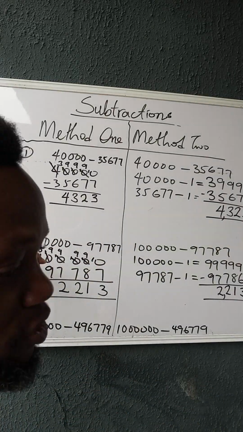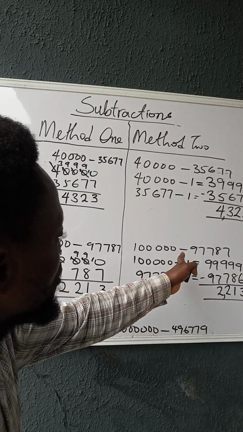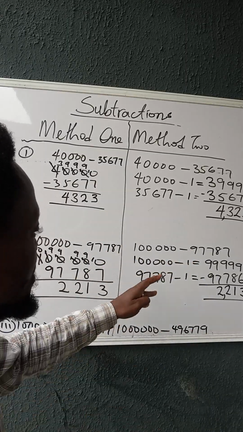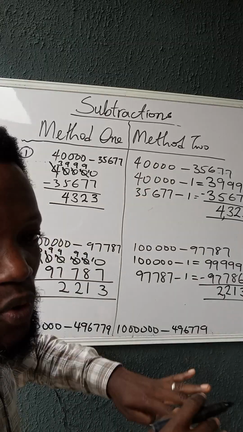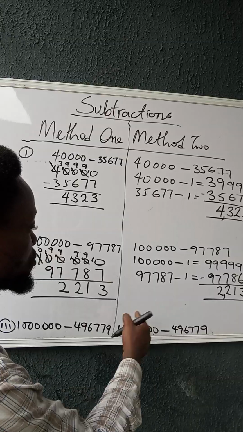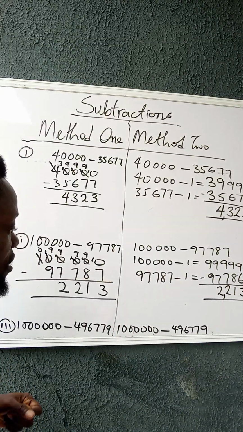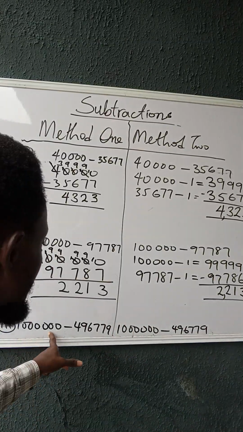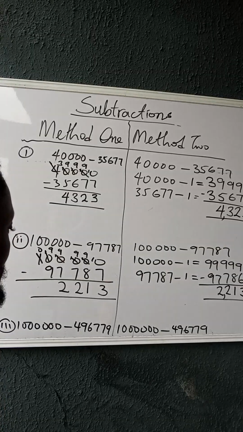So that is the method. Do you prefer the borrowing method, or just taking away 1 from both numbers once and for all, and then you settle the borrowing? Whichever method suits you, apply that whenever you are dealing with such numbers, as far as subtraction is concerned.